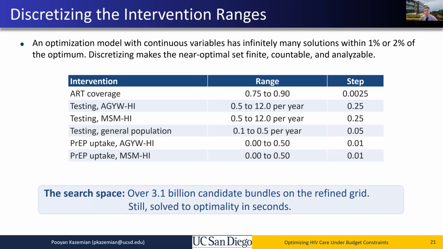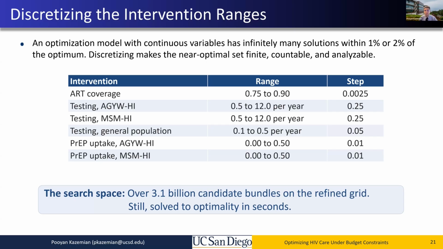So we have to discretize our decision space in order to get a finite number of bundles of care, or combinations of interventions. This is how we define the ranges for each of the interventions and the steps for each of them. For example, ART coverage was modeled between 75% and 90% in increments of a quarter of a percentage point. Testing was modeled for the two high-risk groups.